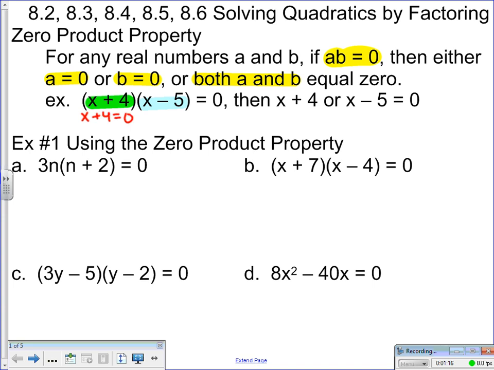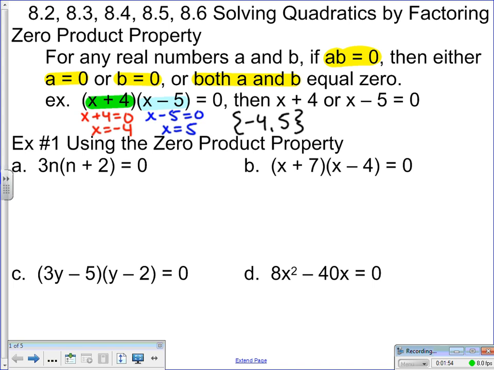What number plus 4 equals 0? That's right, negative 4. And what number minus 5 equals 0? That's right, 5. Those are the two solutions: negative 4 and positive 5. So if you can figure out these small little equations, you can solve a problem by factoring. Now, let's do the first two together, and then you can try C and D by yourself.